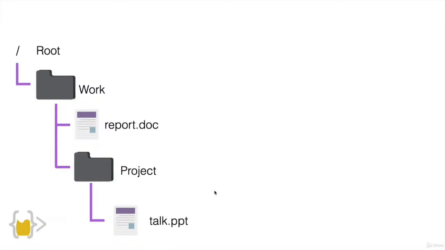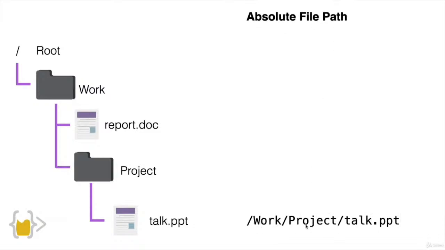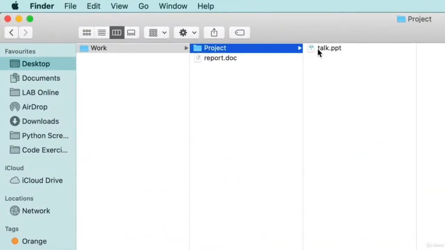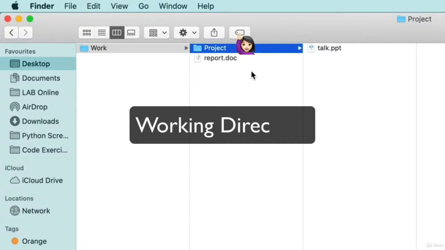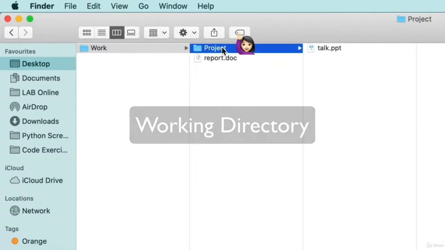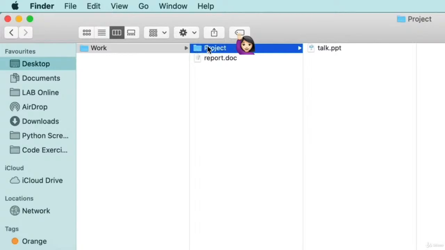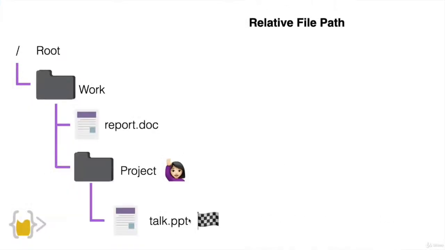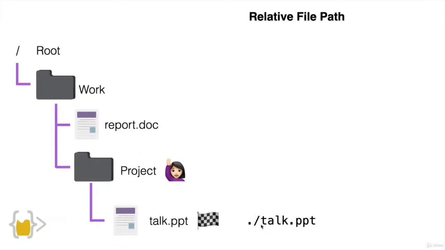Taking this talk.ppt, we know that the absolute file path is /work/project/talk.ppt. But what if we were actually inside this project folder? So let's say that at the time when we're trying to get to this talk.ppt, we're actually right here. Now, this in computer speak is called the working directory. It's basically the directory or folder that we're currently working from. And once we've established a working directory, then we can use what's called a relative file path to get to a file that we're interested in. So given that we're here and we're trying to get here, the relative file path is simply /talk.ppt. The / signifies look in the current folder for this file.